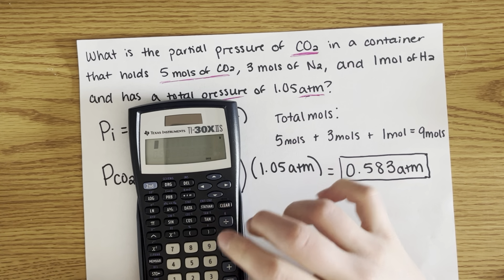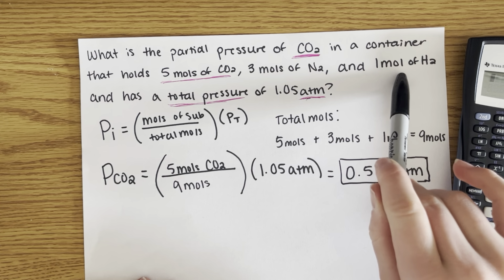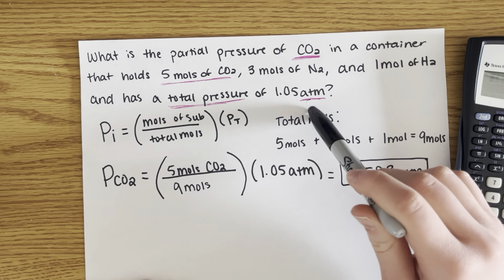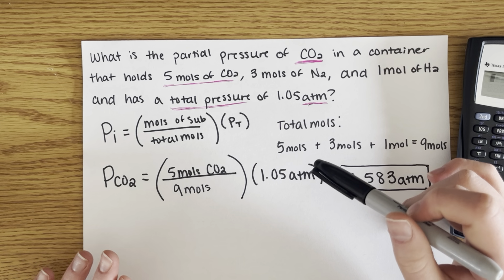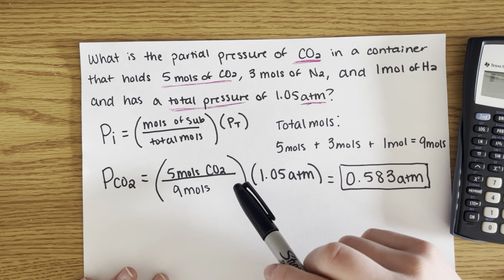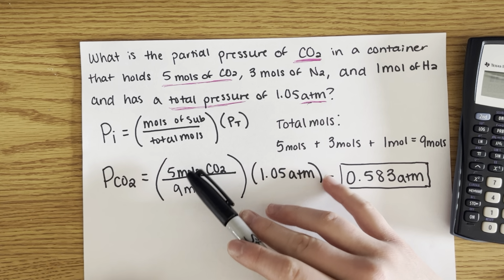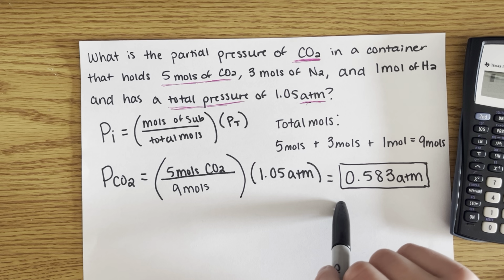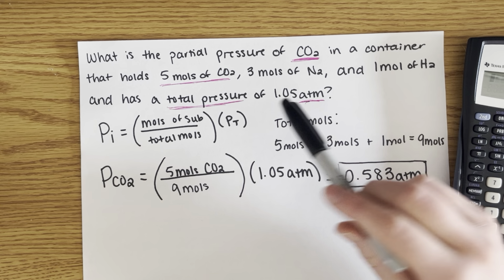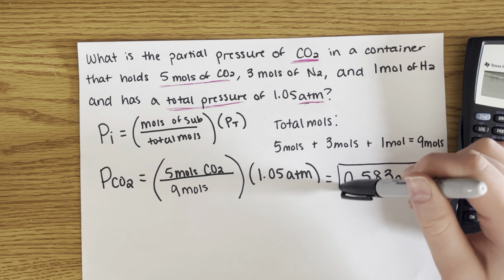Now, if you wanted to check this answer, you could totally find all the partial pressures of all of the other elements. So you could do this exact same process for N2 and H2 and then add them up and see if you get the total pressure. I'm not going to do that for this problem because we did it for the first problem, but ideally, if you did all of your calculations correctly, this number should be correct. Also, you know it's going to be a relatively big number because it has the most moles in the container. So it's going to take up the majority of that pressure.